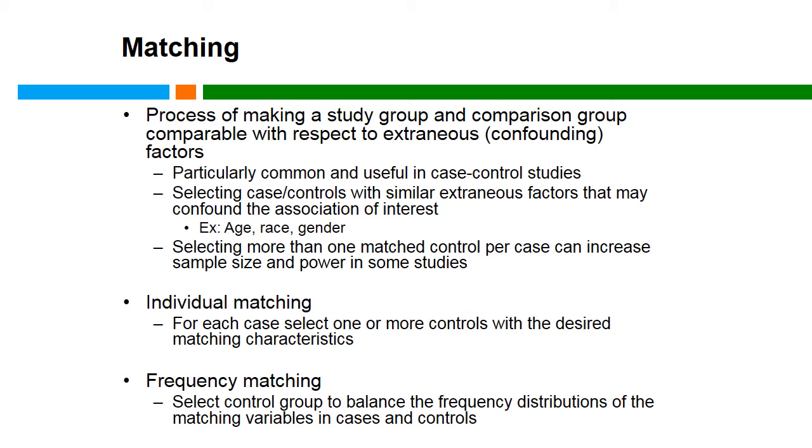Frequency matching is conducted by selecting the control group overall to balance the overall frequency and distribution of the matched variables between the cases and controls. So in both techniques, the idea is to get a match between the cases and controls with respect to some of these potential confounders, including most frequently age, race, and gender.